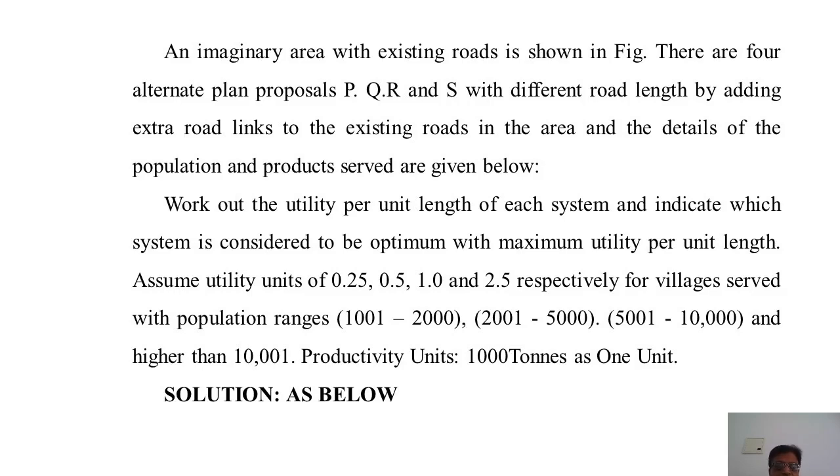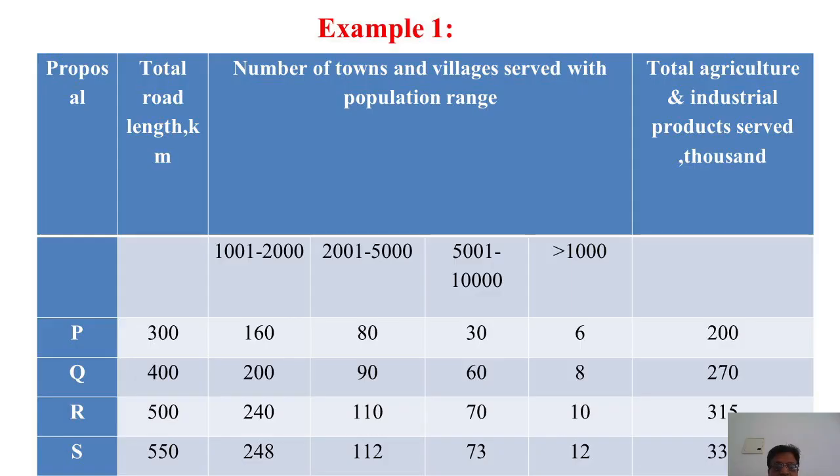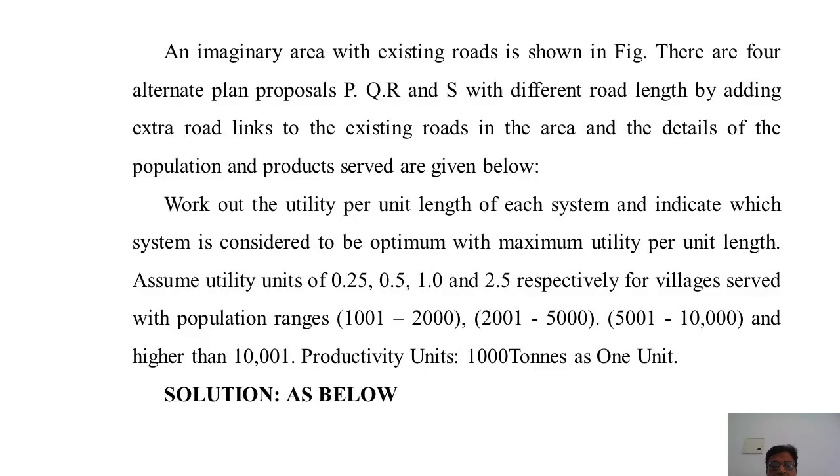So this is the problem. You need to assume the values which they have given in the problem. Like 1001 to 2000, you need to assume it as 0.25. 2001 to 5000, you need to assume it as 0.5.